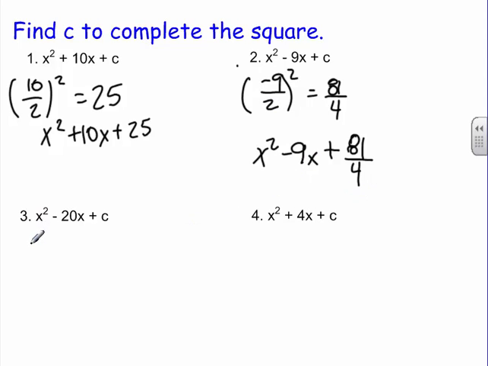Okay. Number 3. Why don't you hit pause and try number 3? Give it the old college try. See if you can find out what c is, and then check and make sure it works. Okay, do that now.